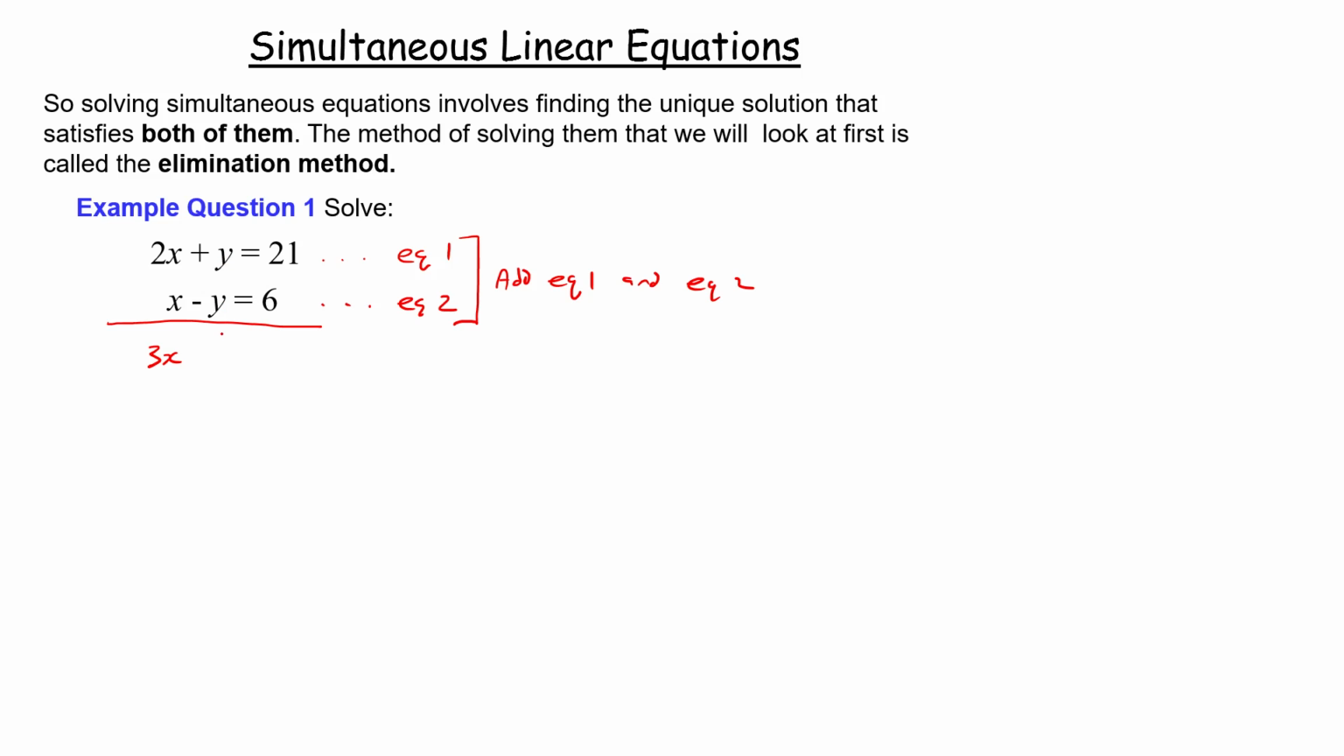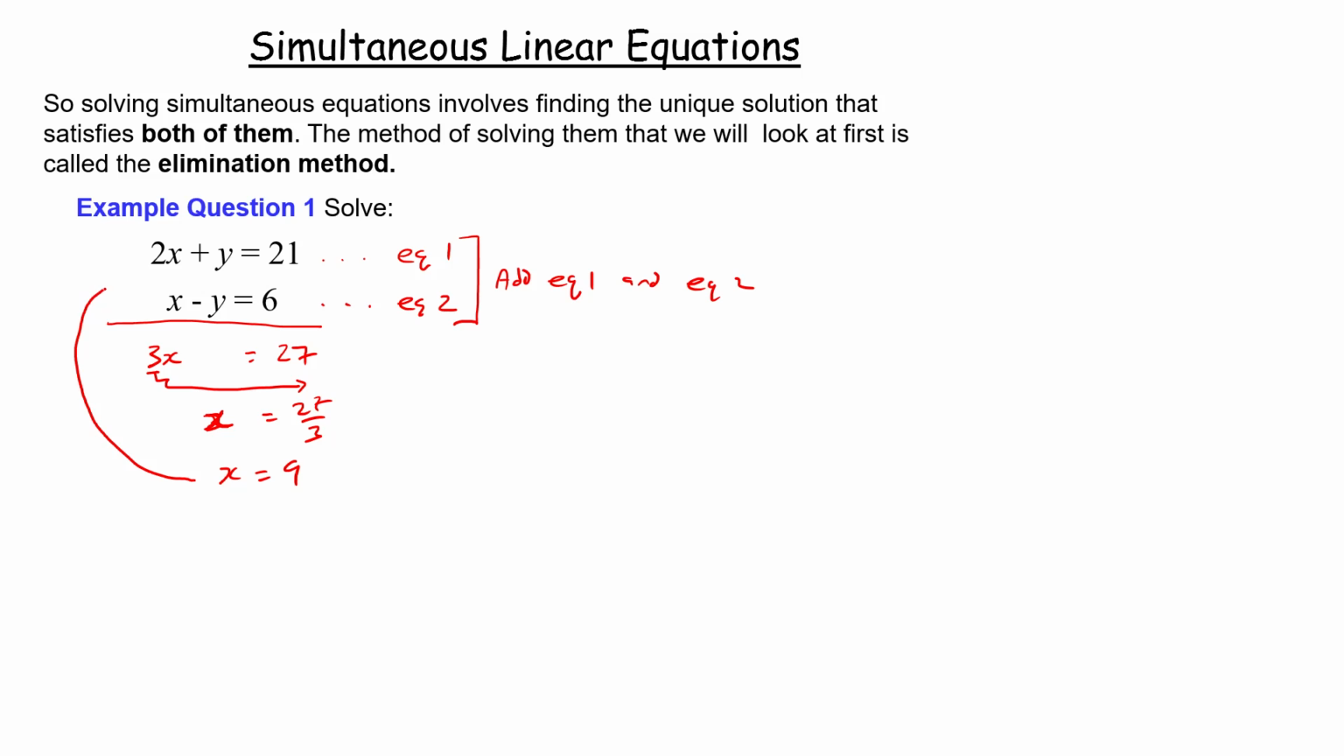y plus minus y gives me 0, which is why I've added them, because the signs are different. And 21 plus 6 gives me 27. So I'm going to take my 3 underneath the 27, because it's times here, so we divide on that side. So x on this side is going to be equal to 27 divided by 3, so x is going to be equal to 9. So I found one of my variables, which is great.